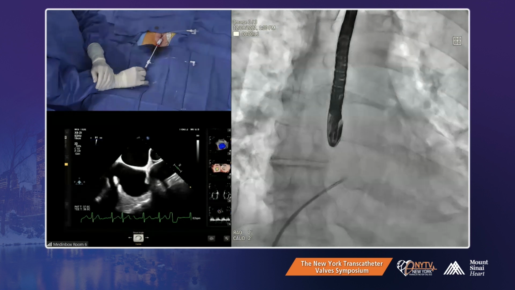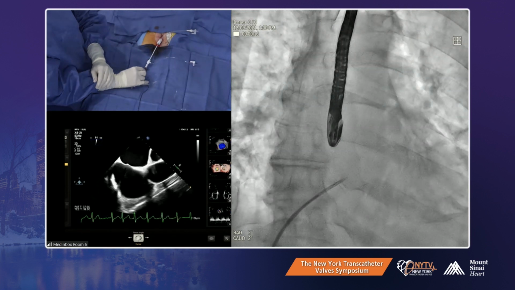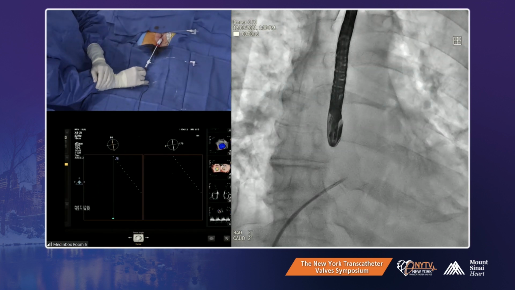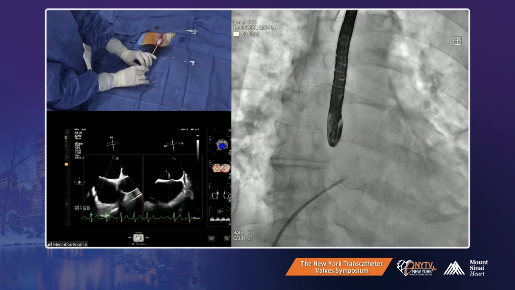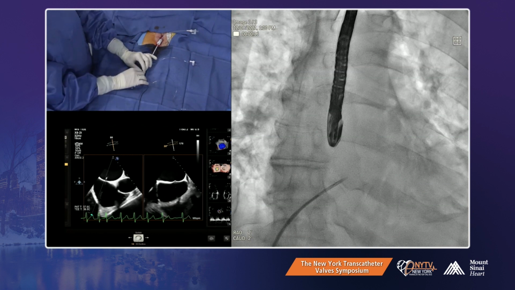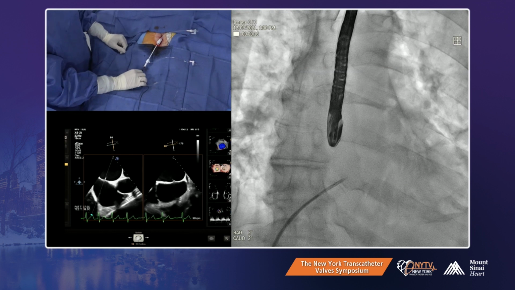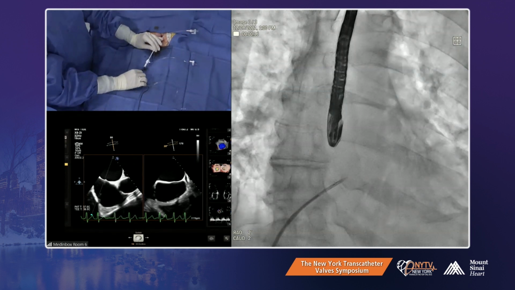Any other thoughts for this case? It seems pretty straightforward. I think this is a garden variety, vanilla type patient of functional MR that is being treated with a clip today, right? A nice wide central jet. I think they've made a good attempt to treat this patient with good medical therapy. So this is a perfect indication, I would say.